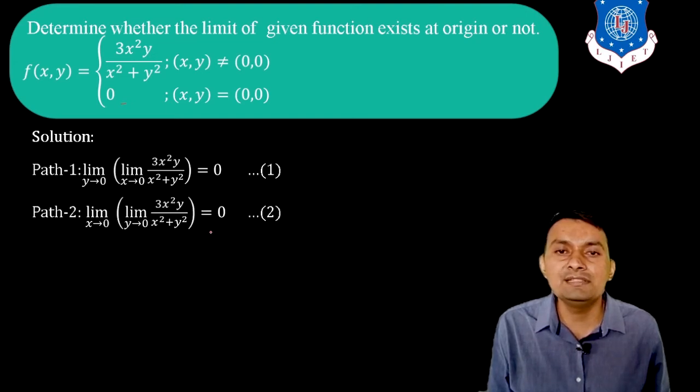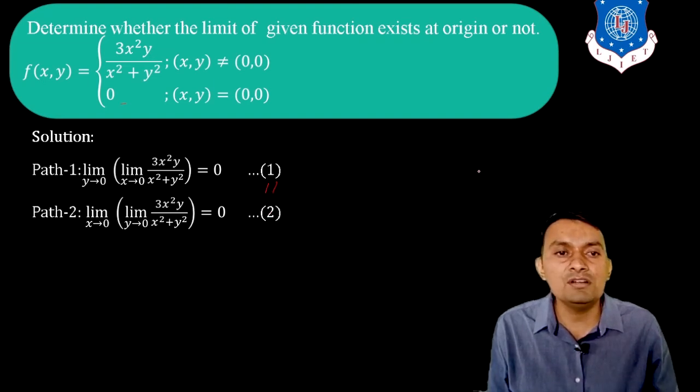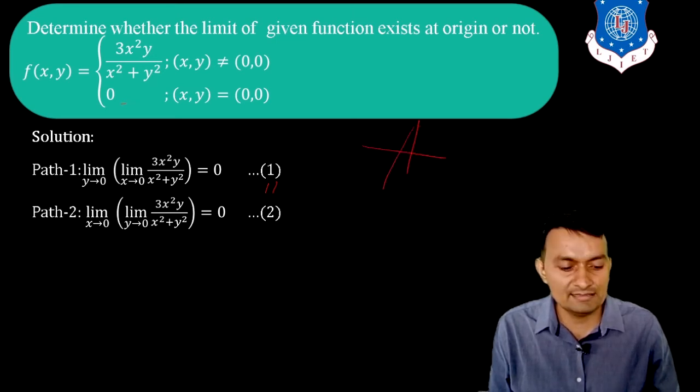Now path number 2: when we apply y tends to 0 first, we get 0 divided by only x square, but again we know that that is 0, so we get L1 equal to 0. That means equations number 1 and 2 are both the same. But if we consider the graphical representation, it will be more clear.